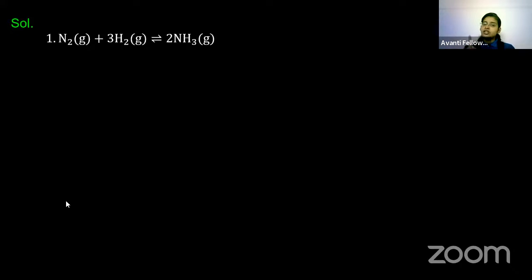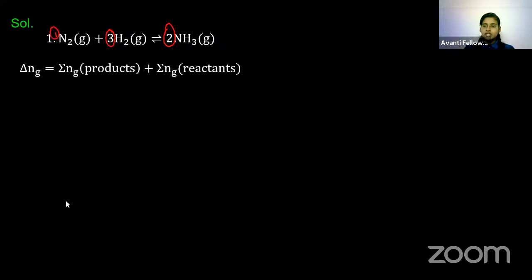First of all, to write the Kp-Kc relationship, I need to find out the delta Ng value, right? Delta Ng is the summation of the number of moles of product minus the summation of the number of moles of reactant. The number of moles of product is 2 and the number of moles of reactant is 3 plus 1, so it will be 4. 2 minus 4.